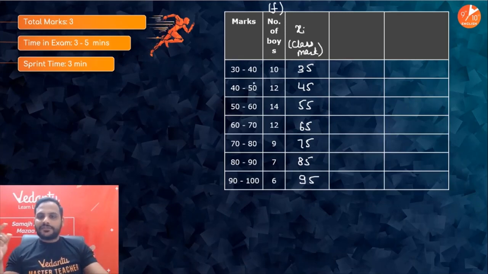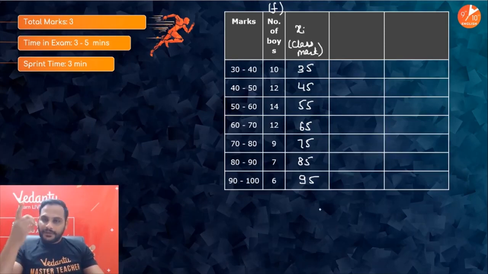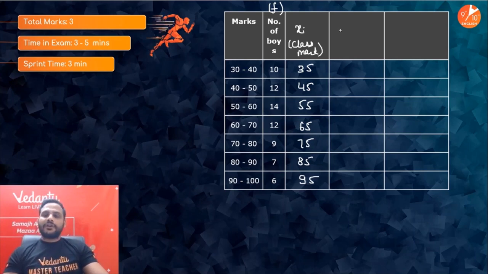Because if I use the direct method over here, 35 into 10 is 350, 45 into 12, then 55 into 14, 65 into 12, the calculations are going to be large. So what we'll do is assume one mean. We will use the middle value for it.